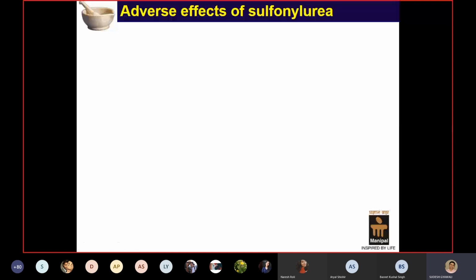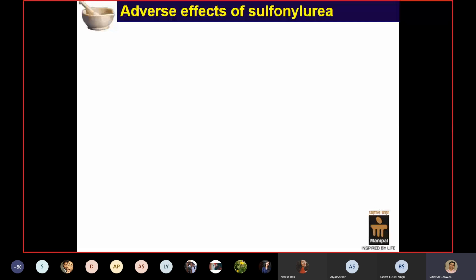Hypoglycemia. Yes, very good. There is a chance of hypoglycemia, a drop in the glucose level. So that is one important side effect of sulfonylurea. And when there is hypoglycemia, again the satiety center in our brain will be stimulated, and more hunger will be developed.